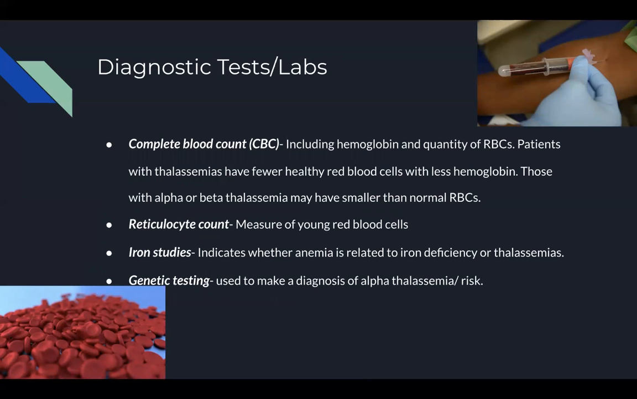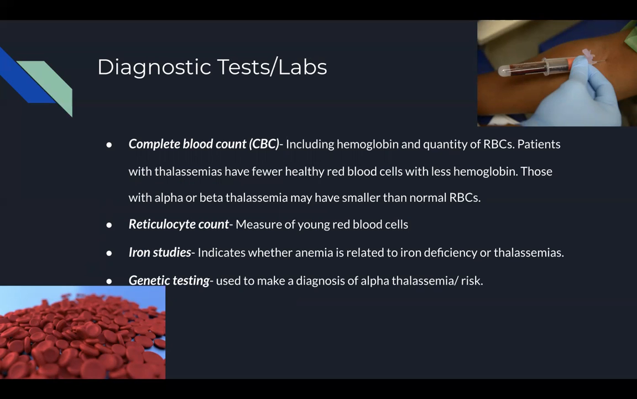So next we're going to talk about diagnostic tests and labs. First we would have a complete blood count. It includes measures of hemoglobin and the quantity and size of red blood cells. People with thalassemias usually have fewer red blood cells and less hemoglobin. Those with alpha or beta thalassemia trait may have smaller than normal red blood cells. Next, we would want to do a reticulocyte count, which is a measure of the young red blood cells, which may indicate that your bone marrow is not producing an adequate number of red blood cells.